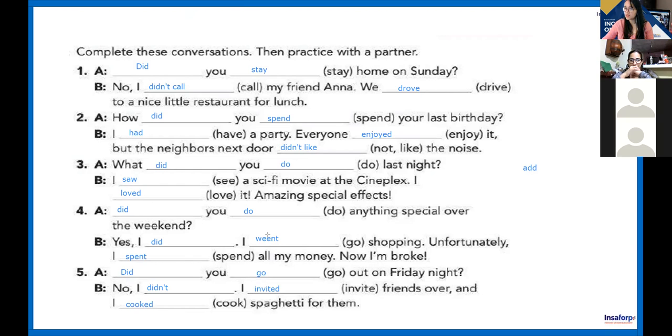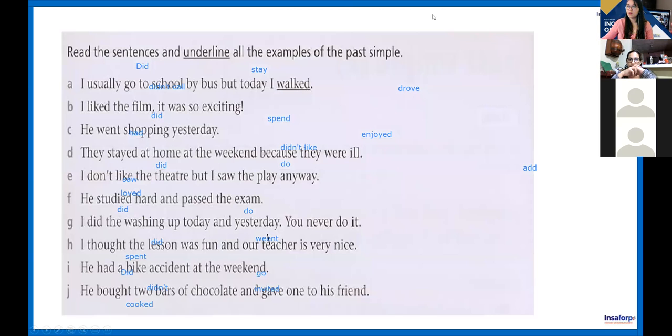Do you have questions, guys? Questions about the structure, about the verbs? Do you have any questions? Or are we okay? Yes, we are okay. Okay, so let's identify here the sentences in the simple past. Vamos a identificar las oraciones en simple past.